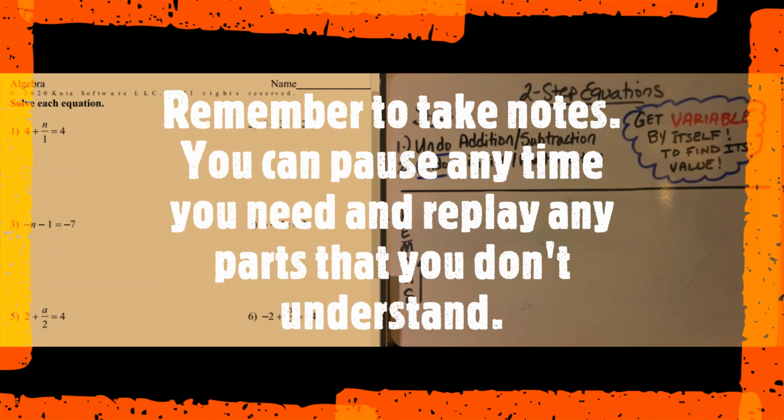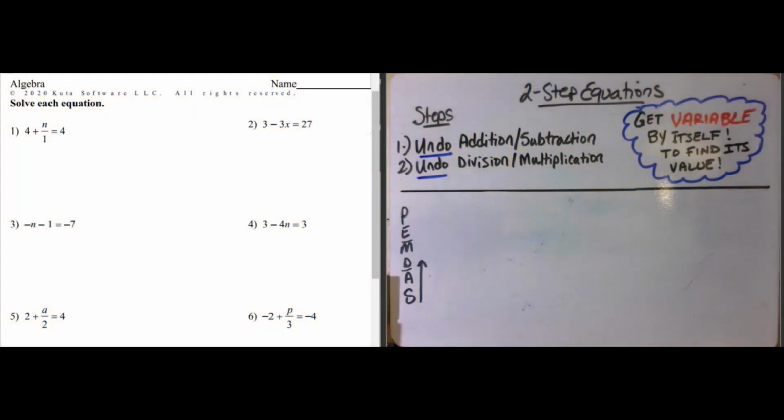Do a review of two-step equations, and we'll work through some problems as you see on the worksheet that was included in the module. Alright, so two-step equations. In any equation, your objective is always to get the variable by itself. Why do we want to get the variable by itself? Because we want to find out its value.